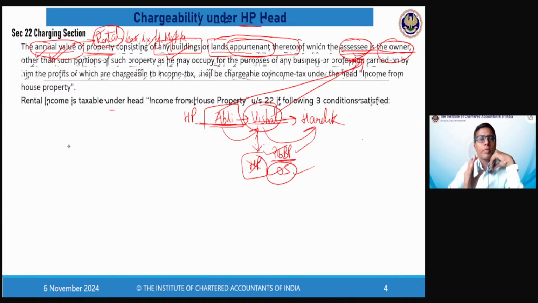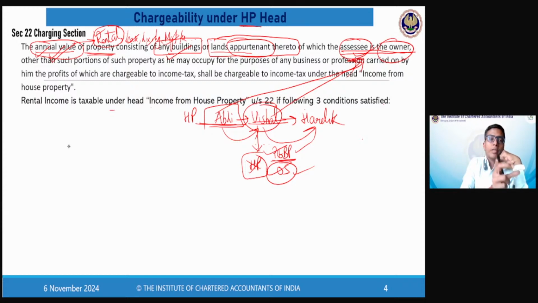See, what will differ with the head? What will differ is the method of computation. What will differ is the final net income that you get. So if you compute anything by the HP format and if you compute the same thing by the PGBP or other sources format, the final net amount which you get as income or loss will change. And that is where all this discussion gains importance.